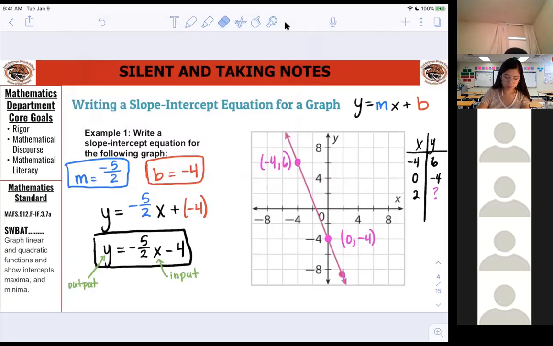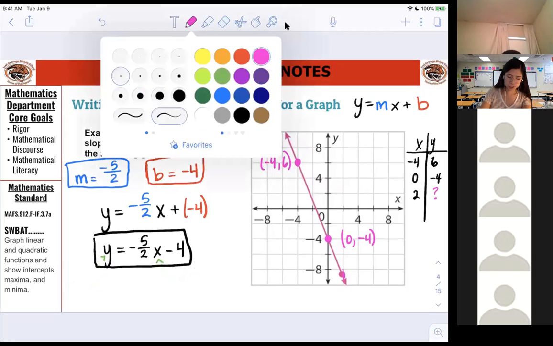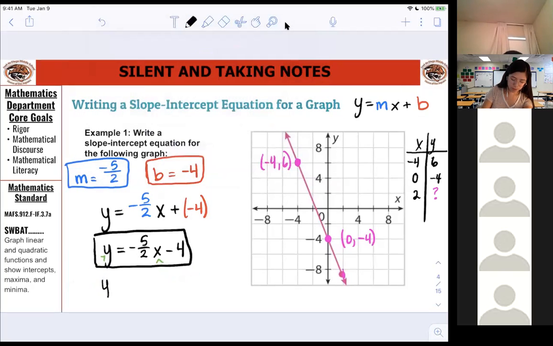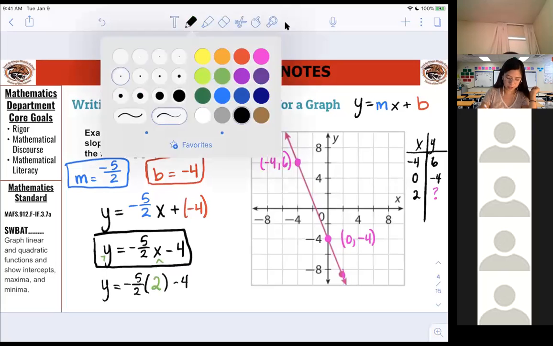That's where my equation comes in. So what I can do is I can take my equation, and what do I know I can do with equations? What can I do to my input? Plug in 2. Yeah, I could plug in 2 because I'm curious. I just want to know what happens at the 2. So I can plug in 2 and figure out what my output is going to be.